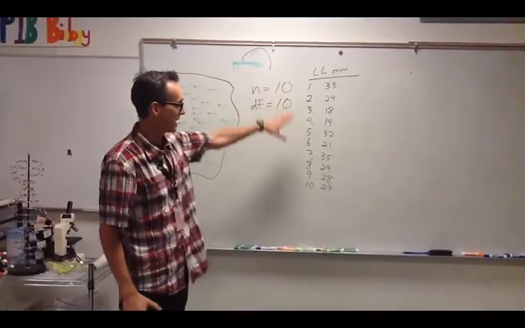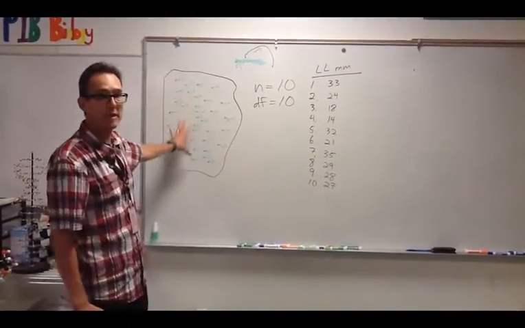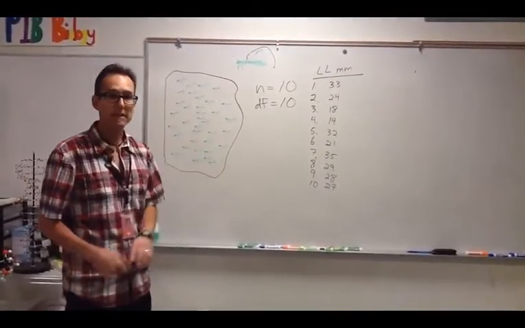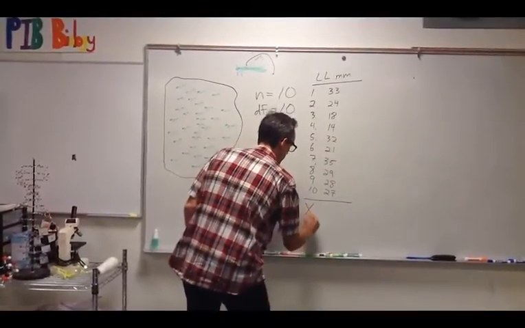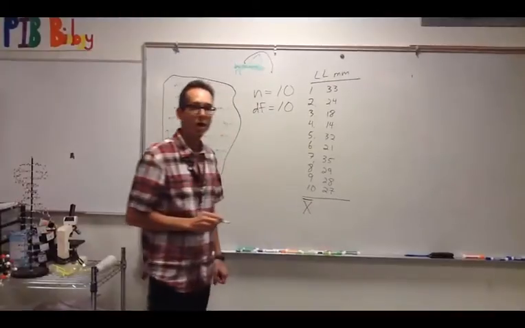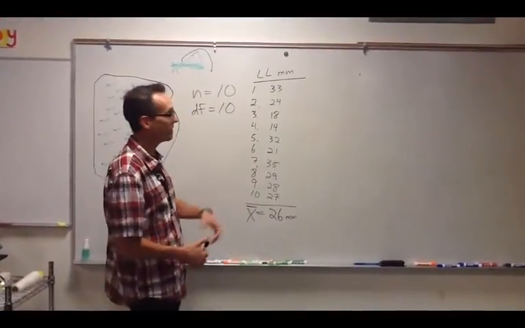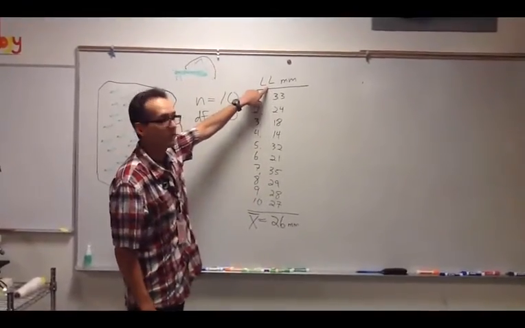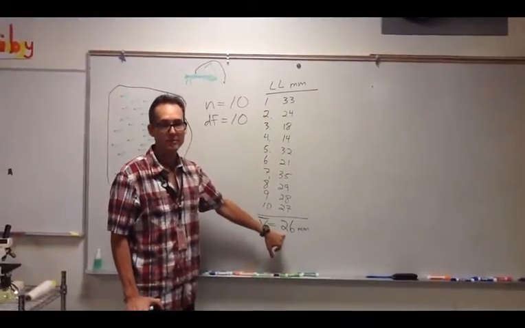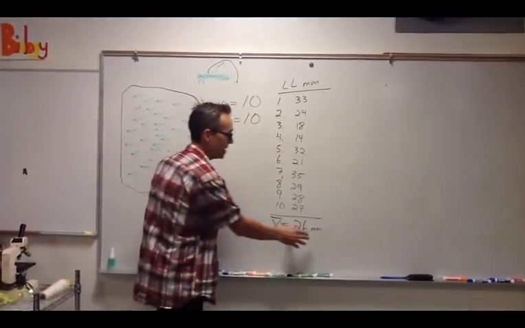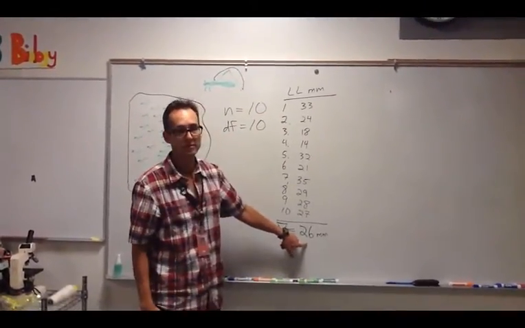Now, the first thing I can do with these 10 measurements to infer something about the population is to find the mean. So I'm going to calculate the mean, and the symbol, as you know, for mean is this X with a bar. I calculated a mean of 26 millimeters. So the average or mean leg length for my sample of 10 grasshoppers is 26 millimeters. Now, I know something about that sample. I know that the mean of this sample is 26 millimeters.